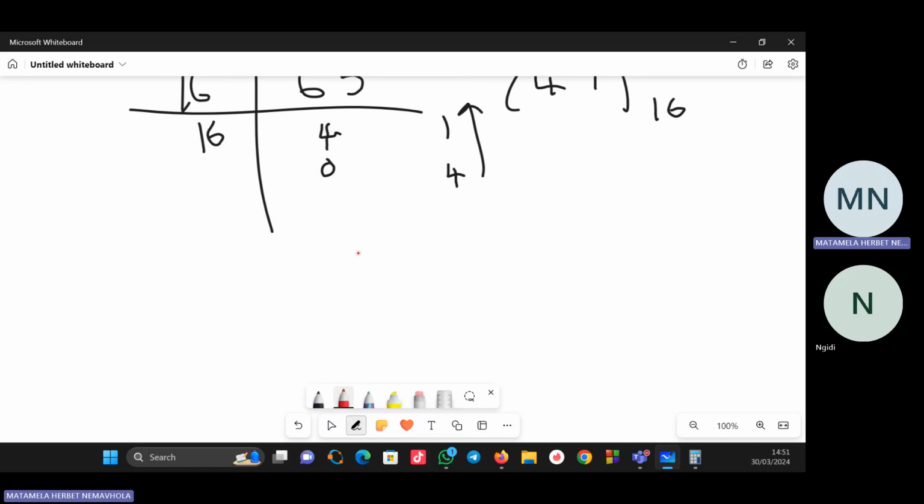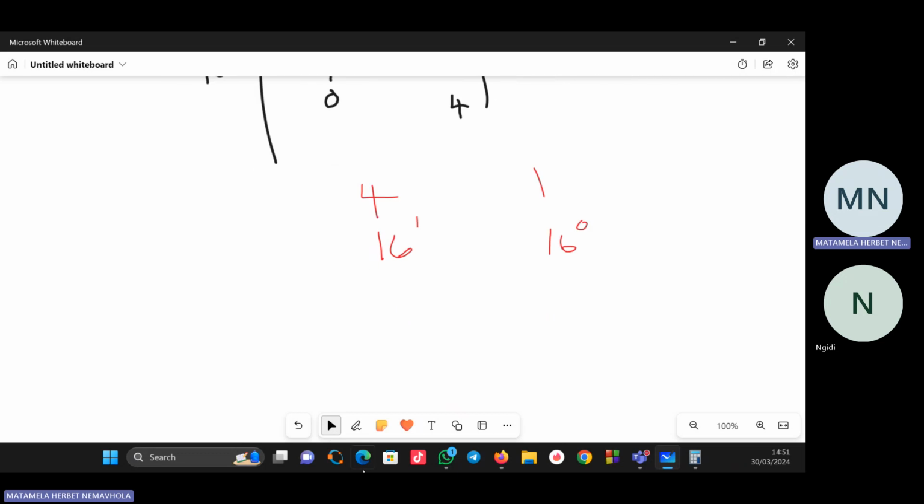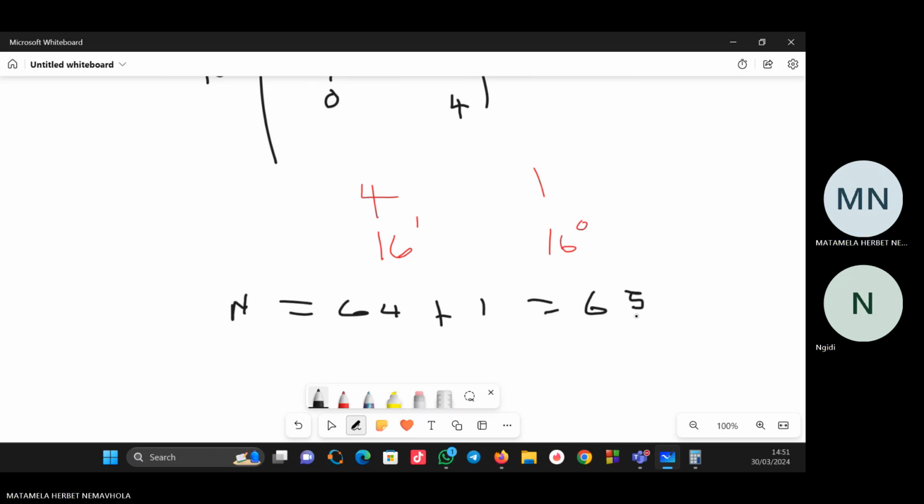You can just write your 4 there, then your 1. 16 to the power 0 and 16 to the power 1. Then after that, you calculate your n, which is to get the number in decimal. Obviously, we already showed that it is 64 there, and plus 1 is 65. 16 to the power 0 is 1, remember. Anything to the power 0 is 1. 1 times 1 is going to give us 1. And 16 to the power 1 is 16.